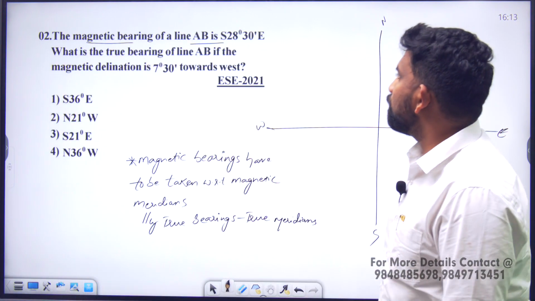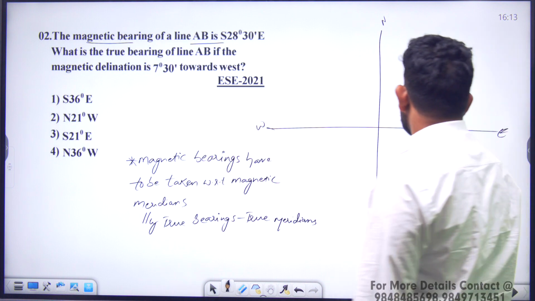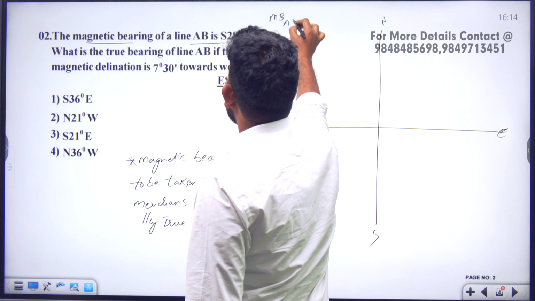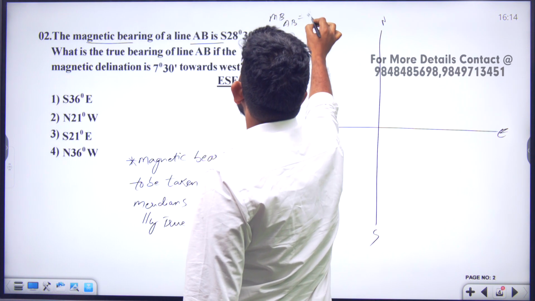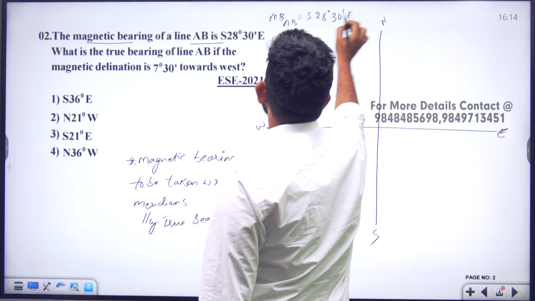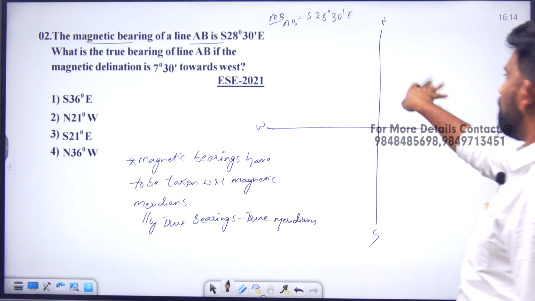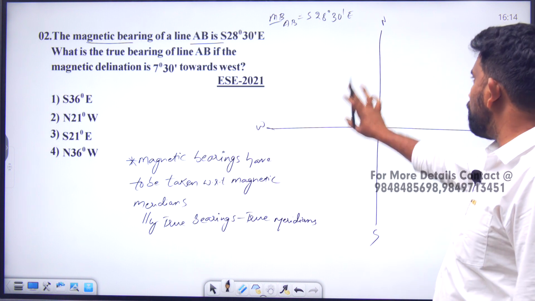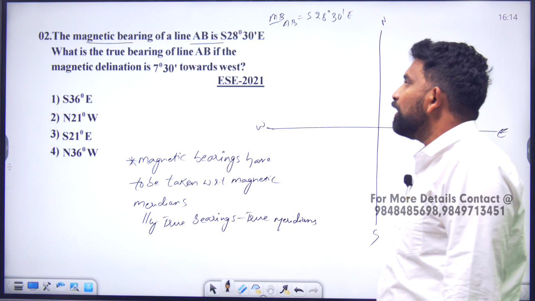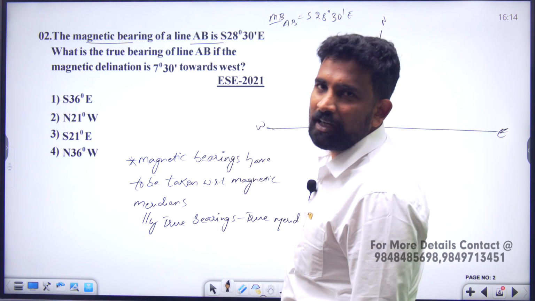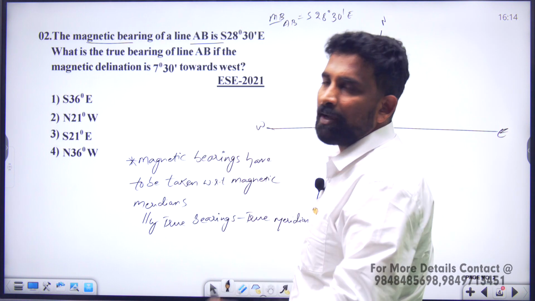Okay, so now the given bearing is magnetic bearing. The magnetic bearing of line AB was given as south 28 degrees 30 minutes east. Given bearing is magnetic bearing, but if you observe this coordinate system here, no magnetic meridians were there. Only the true meridians were there. So now we need to have a magnetic meridian so that I will be able to draw the magnetic bearing.